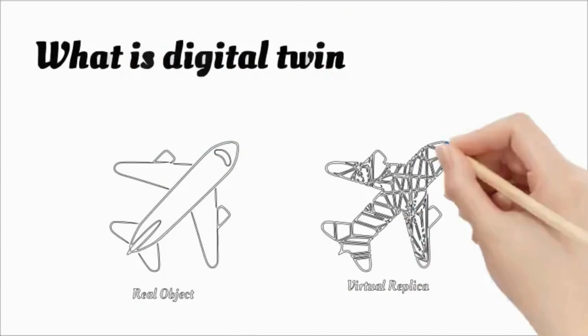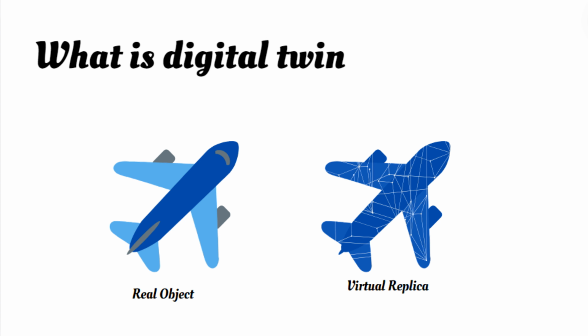A digital twin is a dynamic virtual model of a physical object or system. It uses real-time data to replicate and simulate the performance of its real-world counterpart.